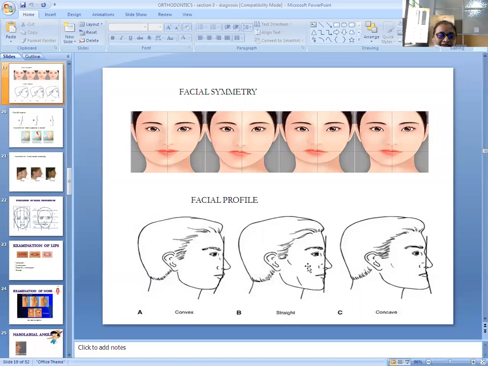Okay. Then straight profile in skeletal class 1, and which is the other malocclusion which will show a straight profile? Any idea?